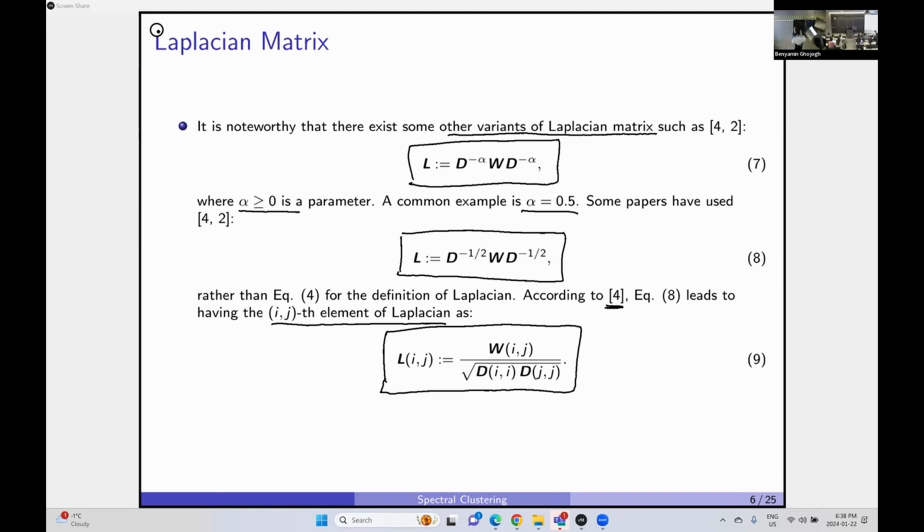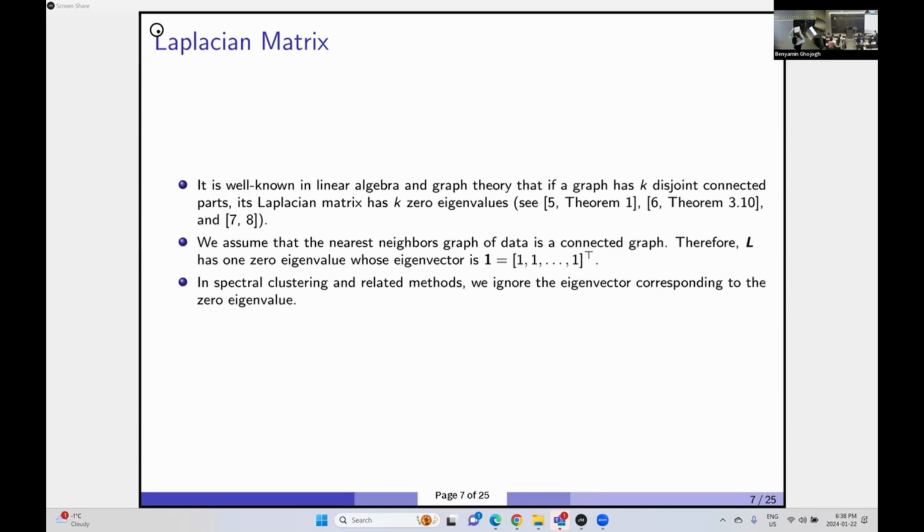Okay, where were we? Now in linear algebra, this Laplacian matrix has some interesting characteristics. In linear algebra and graph theory, we know that if a graph has k disjointed connected parts, its Laplacian matrix has k zero eigenvalues. First off, what do I mean by k parts? Do you remember we formed the adjacency matrix? By changing k, you change the number of parts.